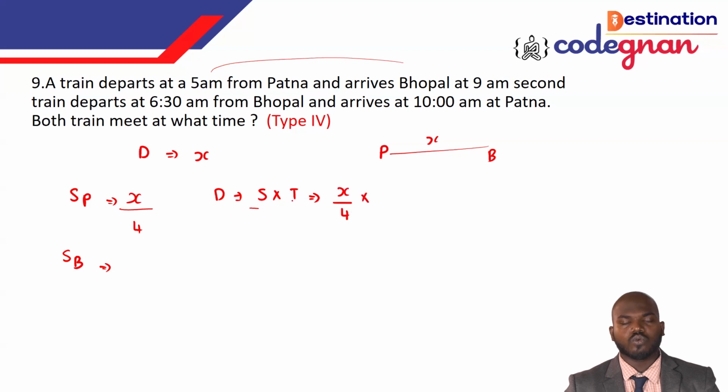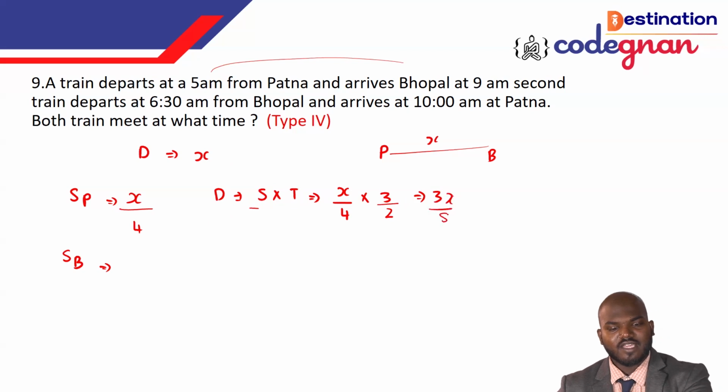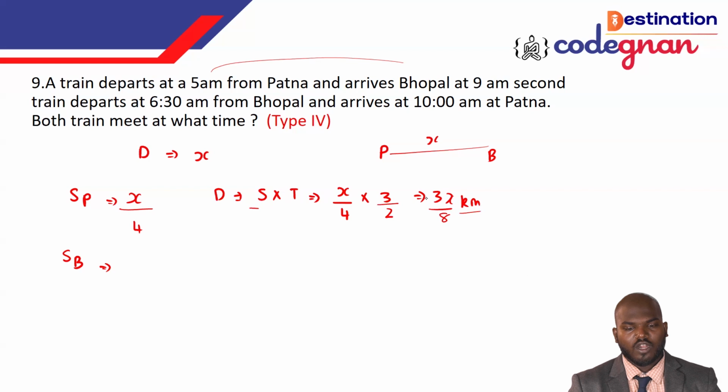So time is equal to 1.5 hours. You can take it as either 1.5 hours or as 3 by 2 here. If you multiply this, you can see that the distance traveled is 3x by 8, in the time of 1.5 hours.